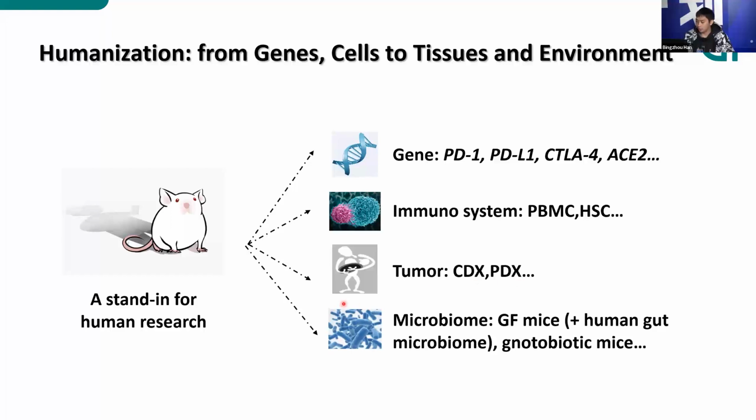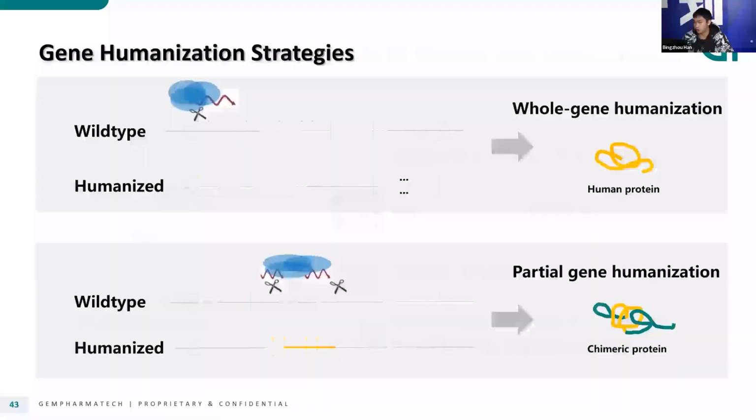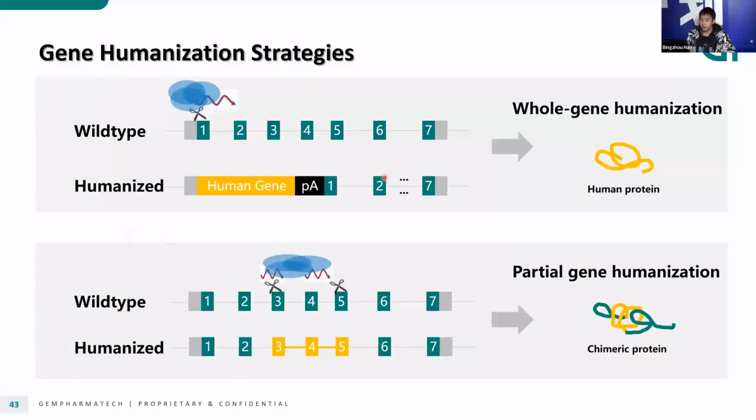And also, we could do microbiome humanization by using GF mice combined with human gut microbiome to generate a microbiome or environmental humanized mouse model. Since today's topic is mainly focused on gene modification lines, I'll focus on the introduction of the gene humanization strains. Typically in our facility, we use two strategies to generate most of the gene humanization lines.